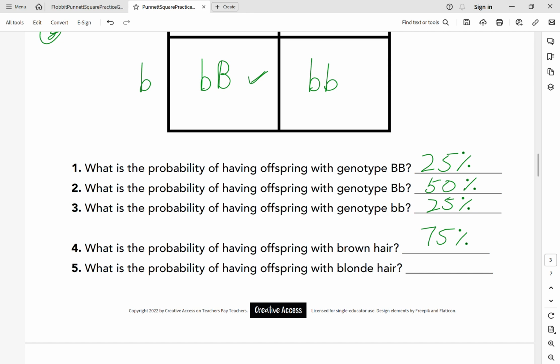What's the probability of having an offspring with blonde hair? This is the only box with a blonde hair with 2 recessive genes, which makes it 25%. Alright, so that's how you fill out and that's how you read Punnett squares.